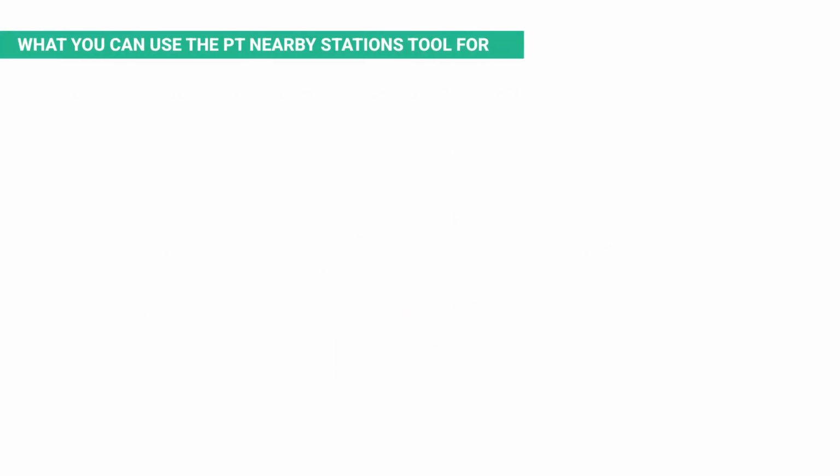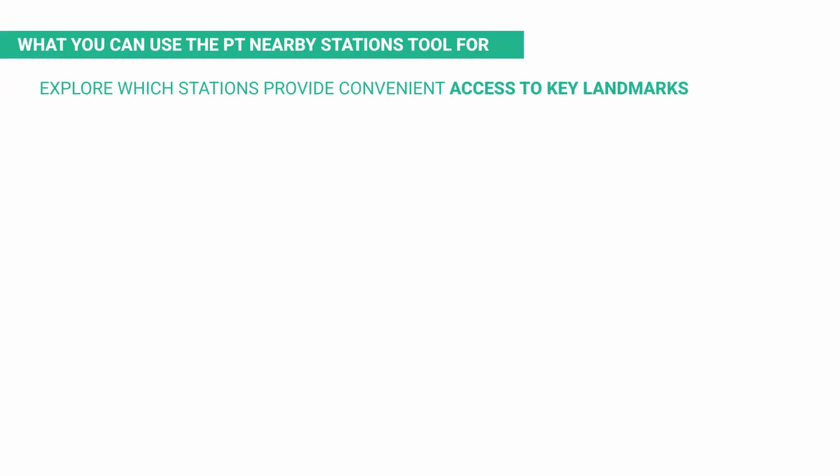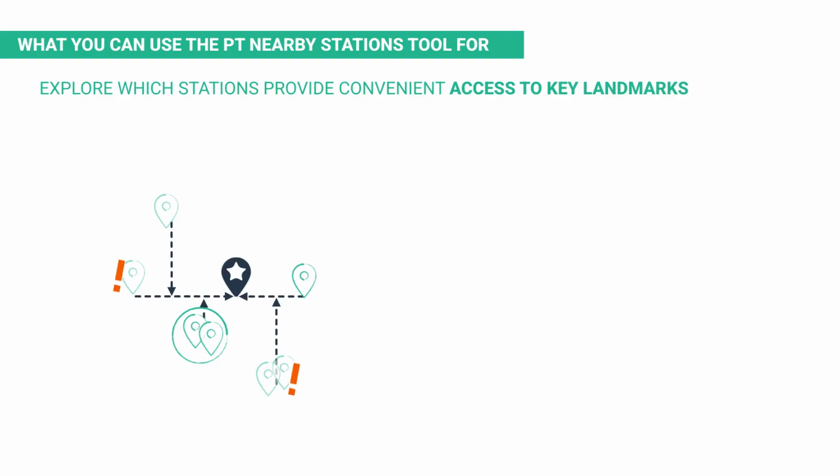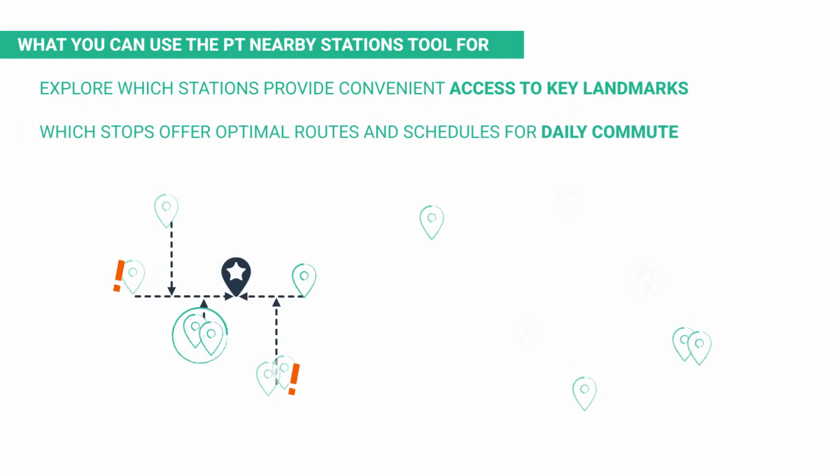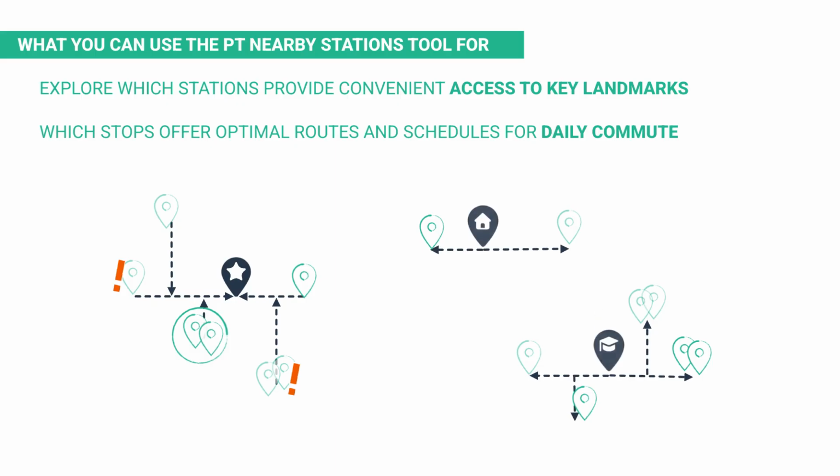Let's see some examples of what you can use the Public Transport Nearby Stations tool for. With this tool, you can explore which stations provide convenient access to key landmarks, as this could help tourism-focused developments. It could also help identify which stops offer optimal routes and schedules for daily commutes. This can support mobility planning, for example, between residential areas and campuses or commercial areas.